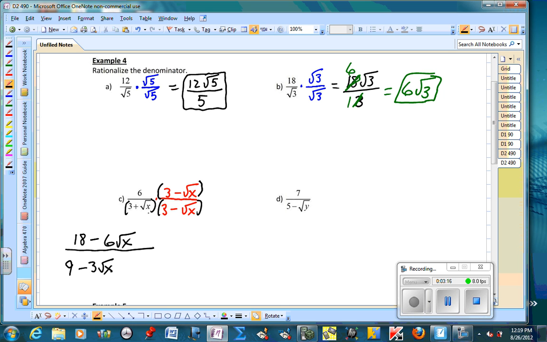Now we'll distribute the root x. Root x times 3 is going to be plus 3 times root x. And plus root x times minus root x is going to be minus root x squared, which is x. And you notice this is what I was talking about. These middle terms eliminate each other. Minus 3 root x and plus 3 root x take each other out. So now we're left with this.